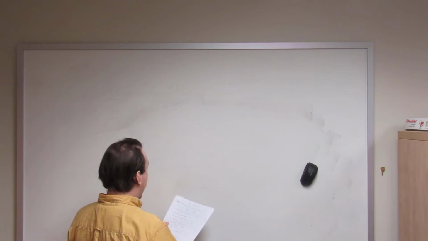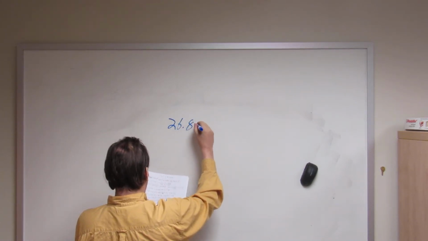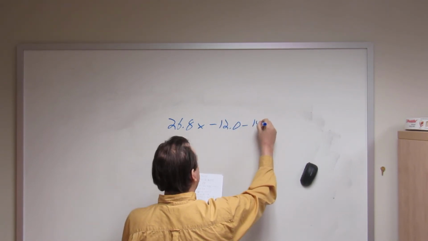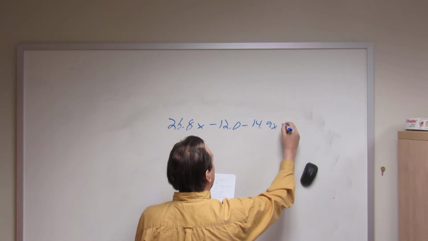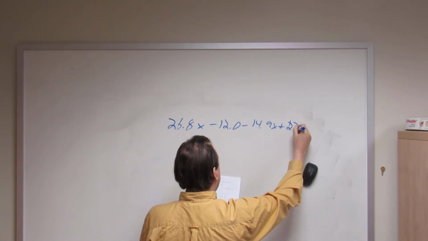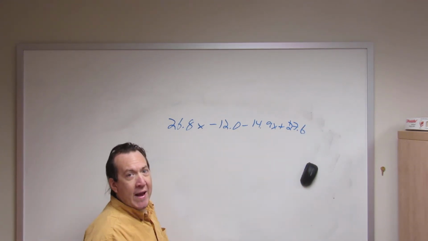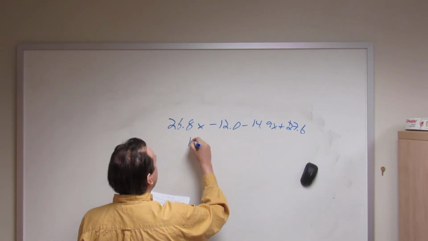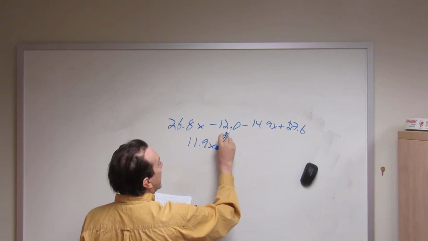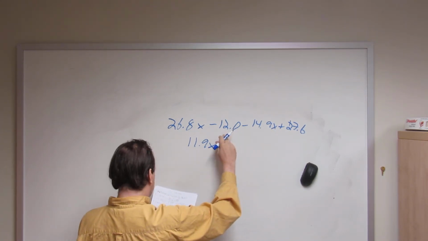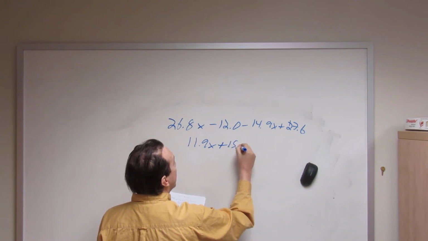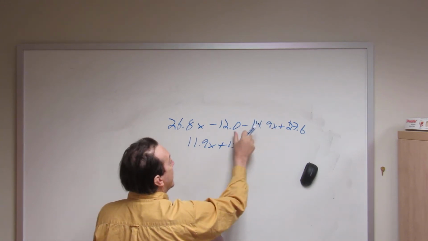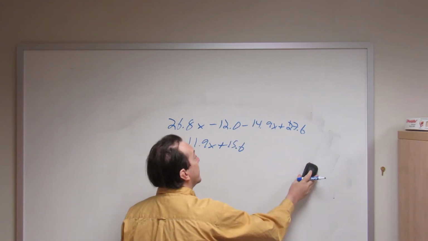Next, let's say we have 26.8x minus 12.0 minus 14.9x plus 27.6, and we have to add like terms. 26.8 minus 14.9 is 11.9x. We have 27.6 minus 12, so it'll be plus 15.6. We do not go any further because these have x's and these two don't, so they aren't like terms.